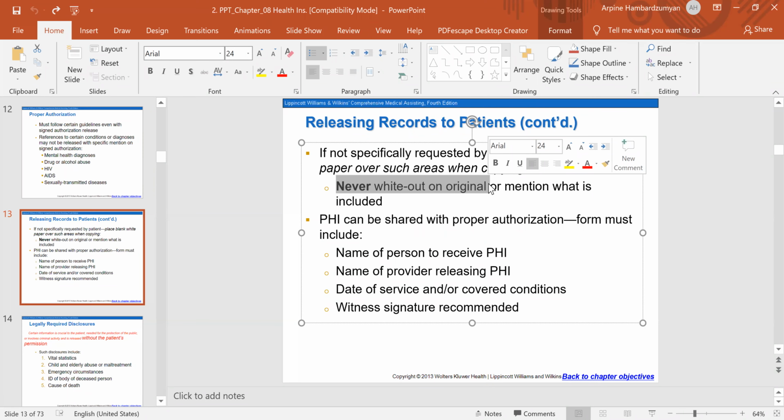You draw a line on it and you put your name, your first letter of the first name, first letter of last name, and the date. So they know that it was you who made the error, it is you who is correcting, and you put the correct information.